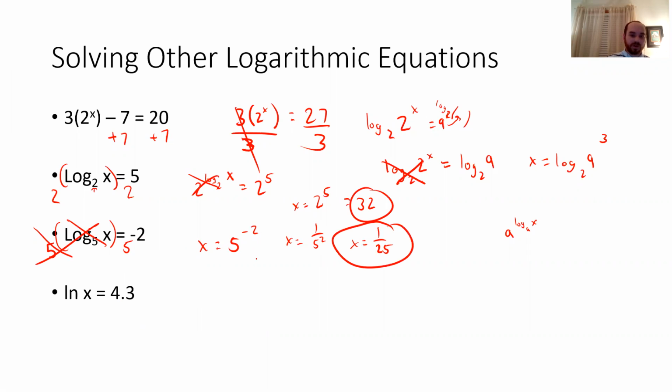Once again, if you don't know how to solve this right here, please go review exponents or talk to me in class, because that is very important for this section. But again, this is just 1 over 5 squared, so that's 1 over 25.